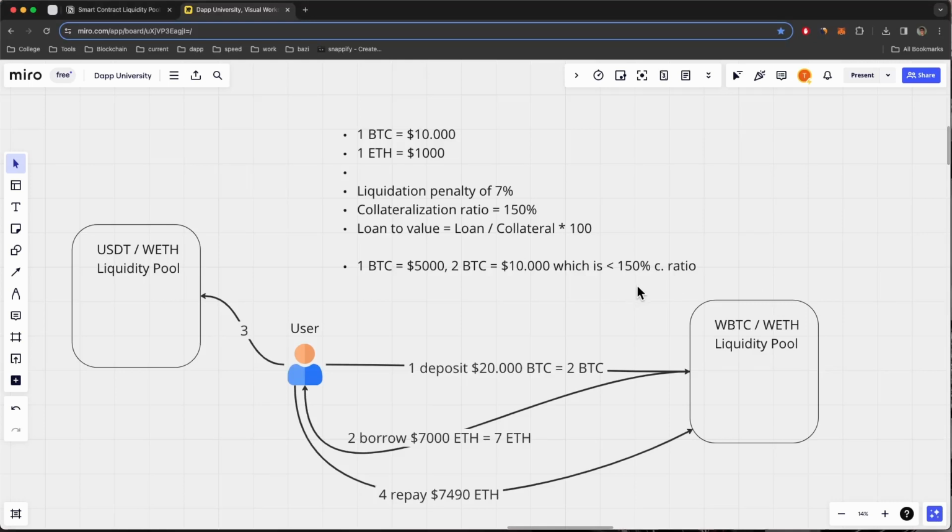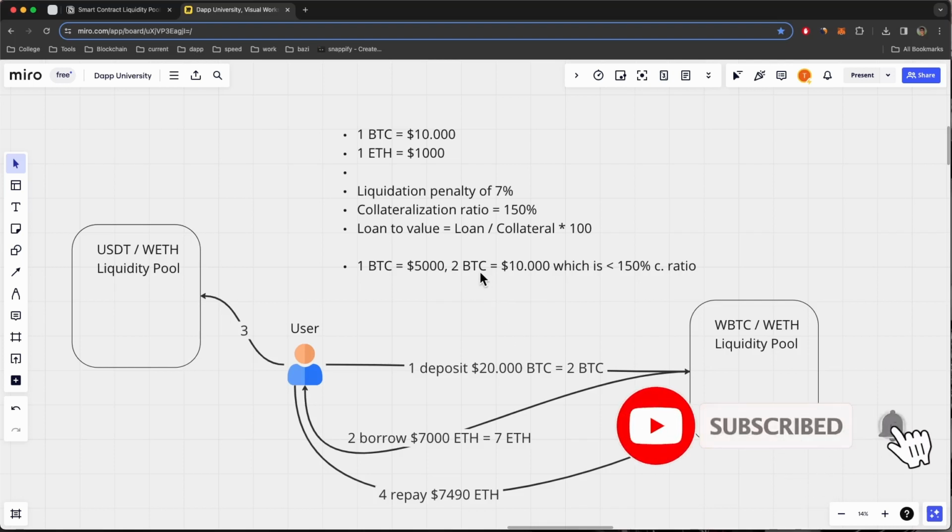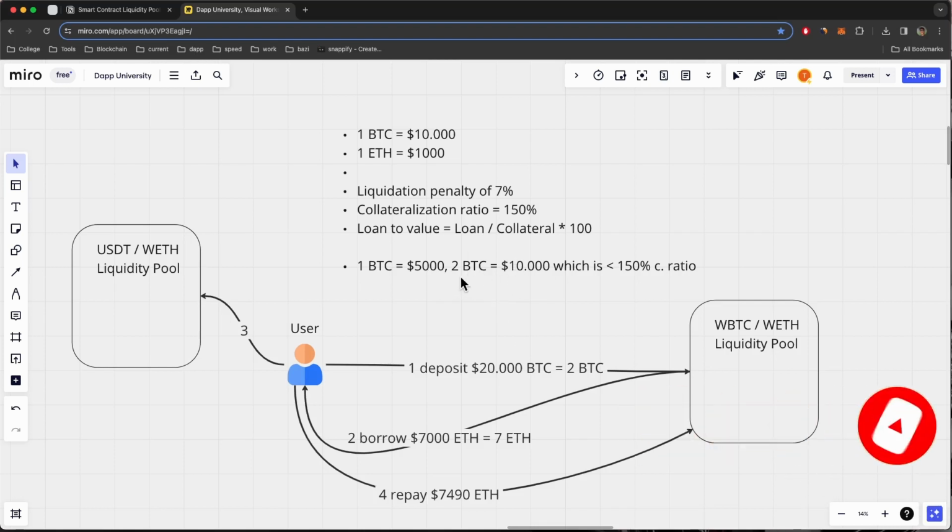In this video, I'll walk you through the fundamentals of depositing and borrowing liquidity in a pool using a practical example. This basically serves as a basic overview of how the entire DeFi space and all the DeFi protocols work. I will also introduce you to some DeFi terms like liquidation penalty, collateralization ratio, and loan to value ratio.